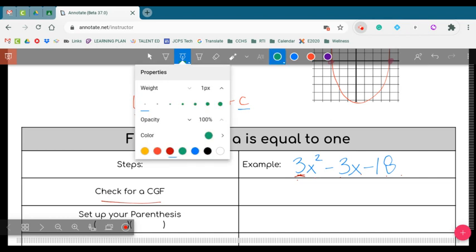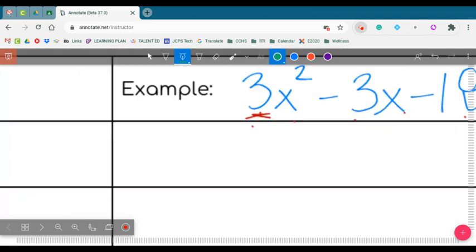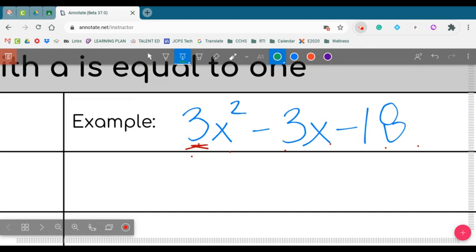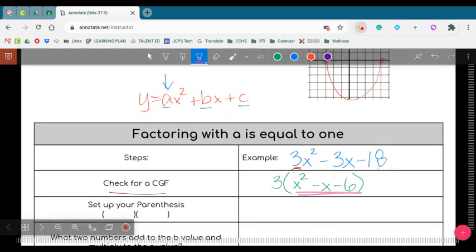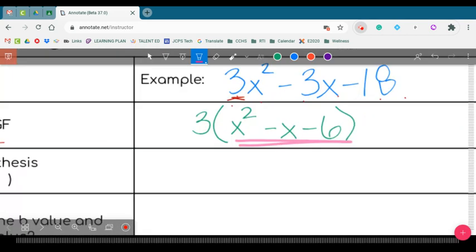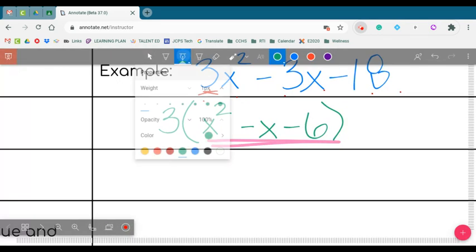Sometimes you will have to factor out a GCF before we can actually factor it. So we're going to pull out our 3. We're going to be left with x squared minus x minus 6. Now we're going to go on and factor everything that's in parentheses. So we're going to create 2 parentheses with that. The first step is we're going to set up our parentheses.